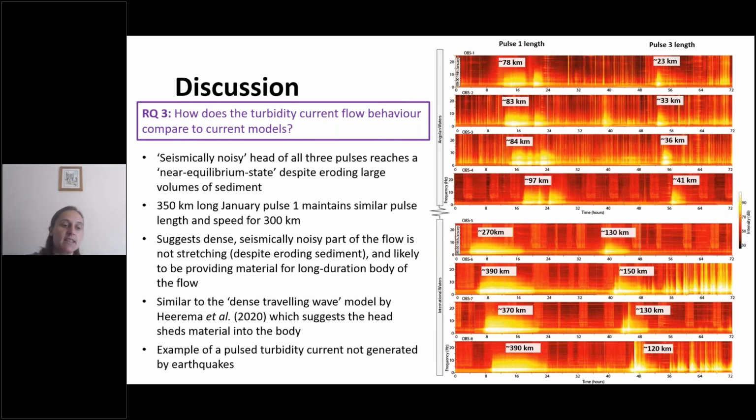So this suggests that the front of the flow is traveling as a kind of dense traveling wave model, which was suggested by Harima et al. 2020, which suggests that the head maintains a similar velocity and duration and then sheds material into the body of the flow. And this is the first time we've really seen this for such a large canyon flushing flow. It's also interesting to note that this is one of the first examples of a pulse turbidity current not generated by earthquakes directly monitored. So we see this pulse turbidity current behaviour.